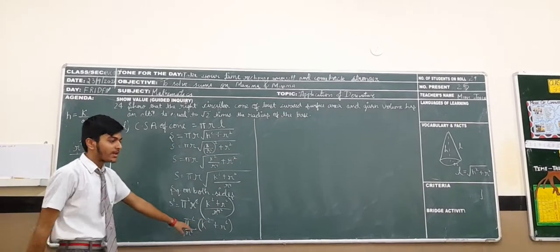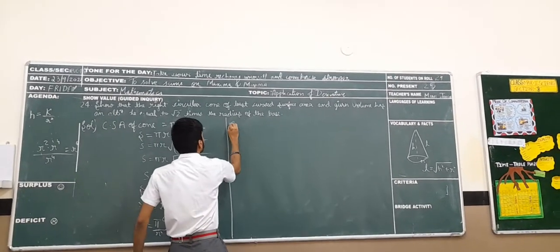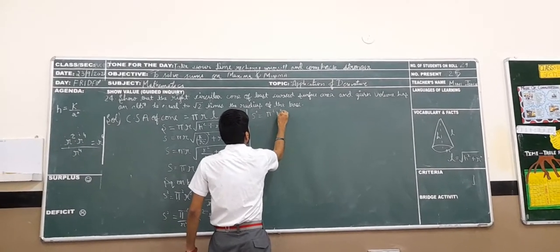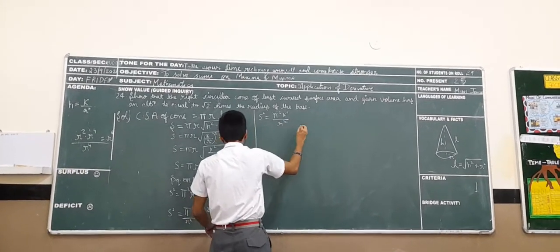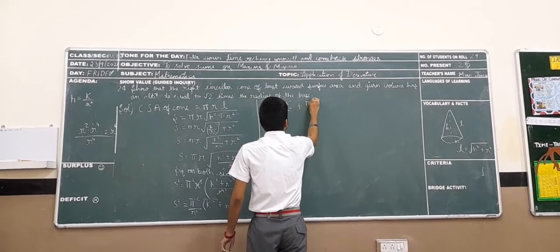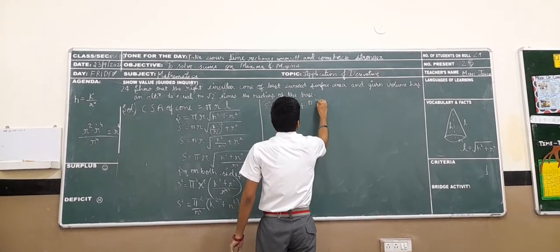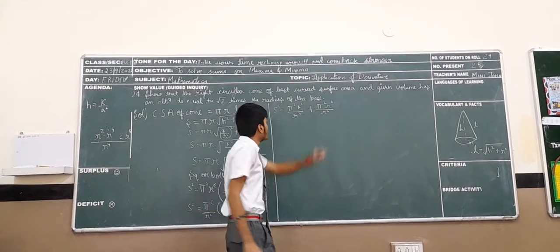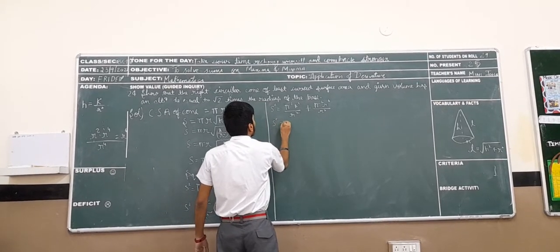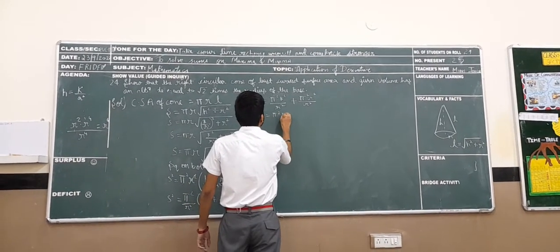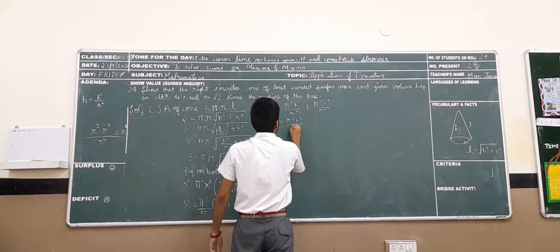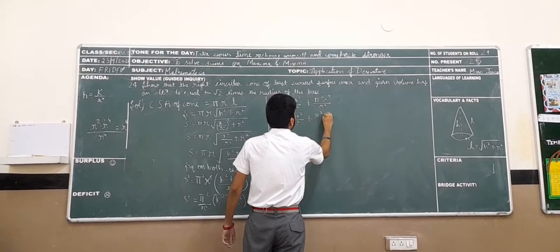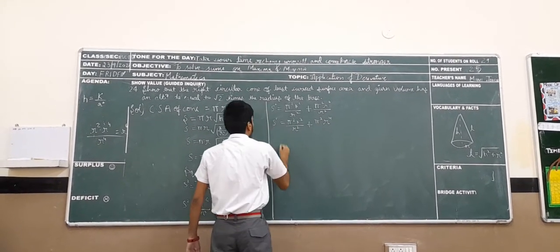Now we will open the bracket, then it will be s square is equal to pi square into k square by r square plus pi square into r to the power of 6 by r square. So here also we can cancel. After cancelling, it will be r to the power of 4.